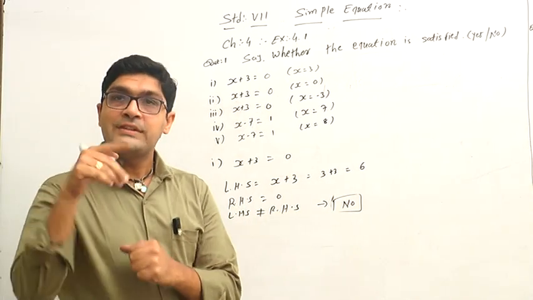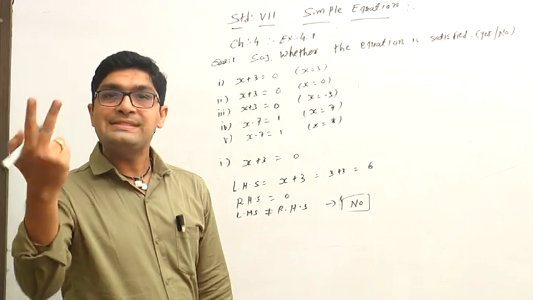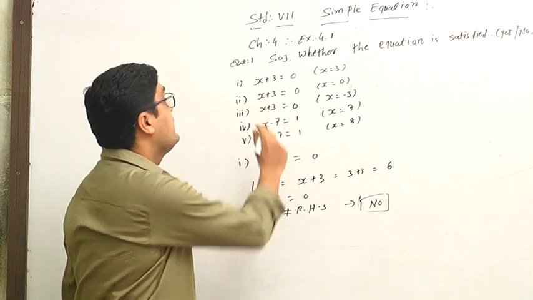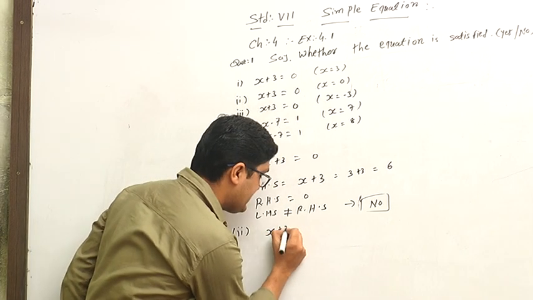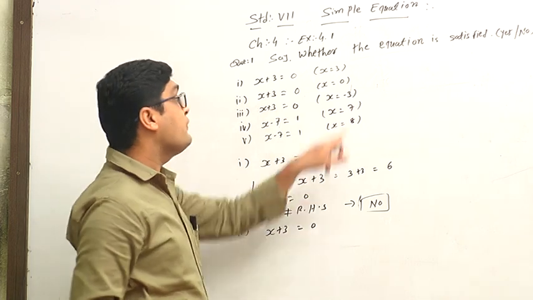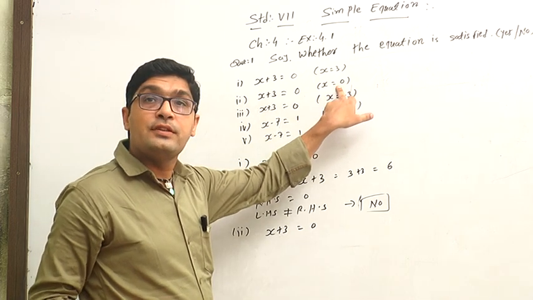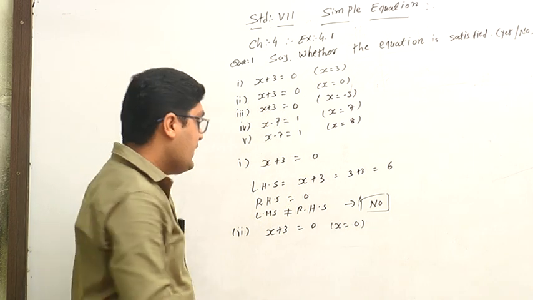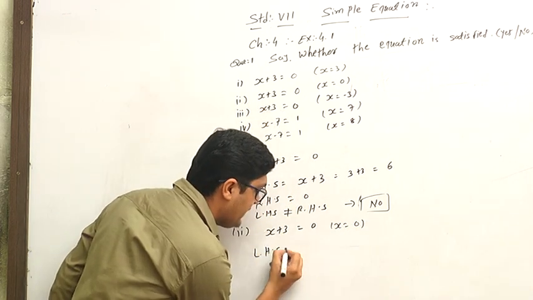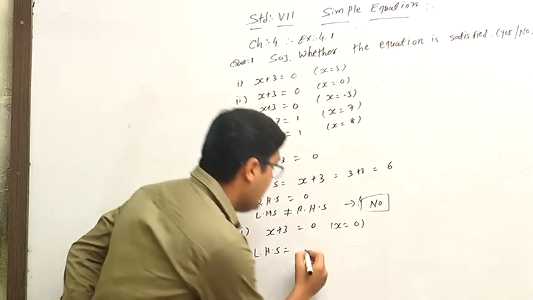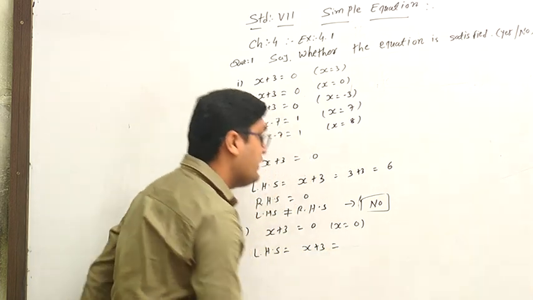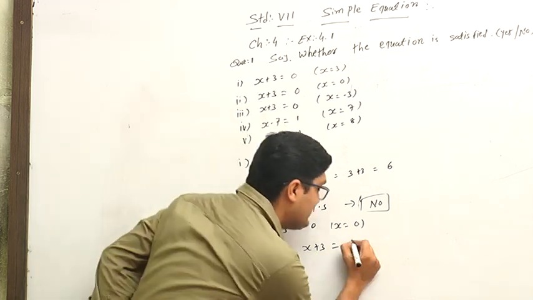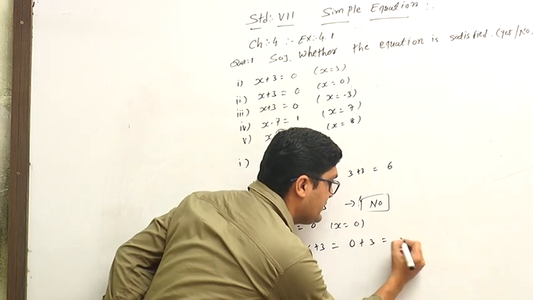Now we go for the second one. What is the second question? Second is x plus 3 is equal to 0. And what value do we have to put? x is equal to 0. Let's take LHS again. What is the left hand side? x plus 3. And what value do we have to put here? 0. So 0 plus 3 is equal to 3.